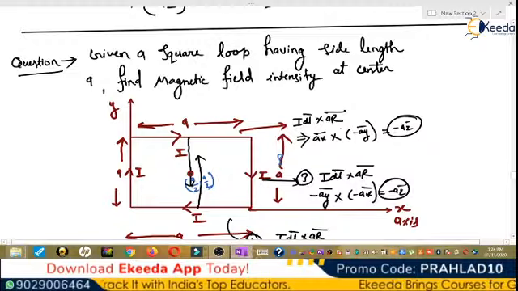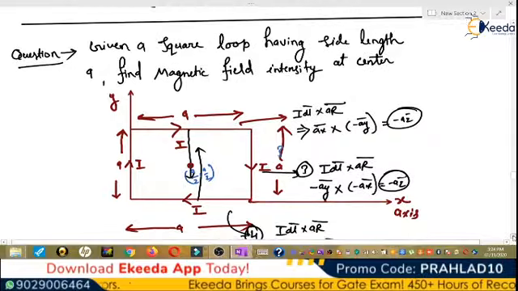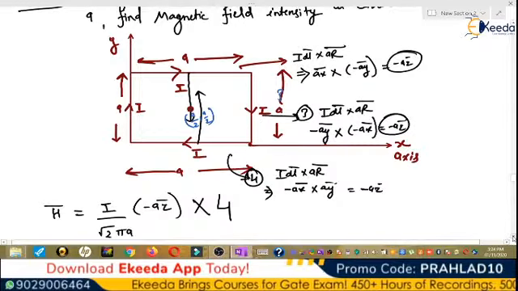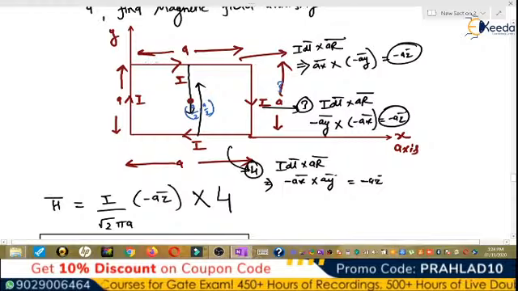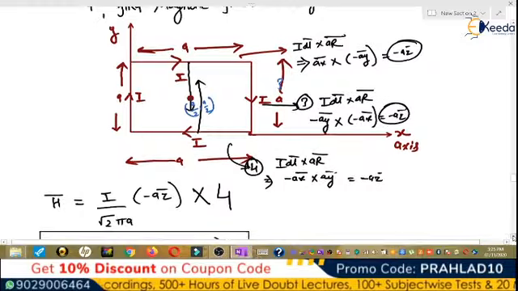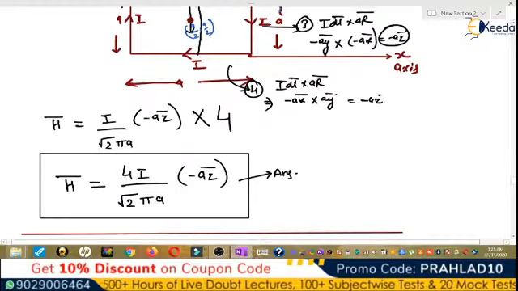So it's a very simple question because due to one wire we already calculated the magnetic field intensity, which is I by root 2 pi a, direction is minus a_z. So there are four such wires. So simply we will multiply by 4, and the answer is 4 I by root 2 pi a, direction is minus a_z.